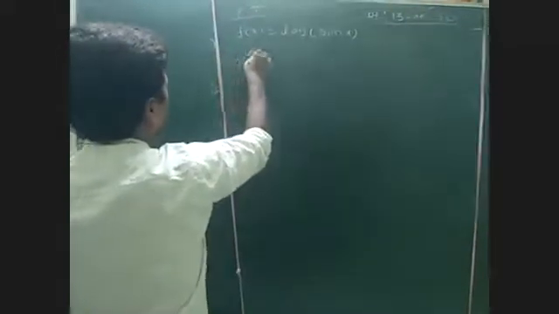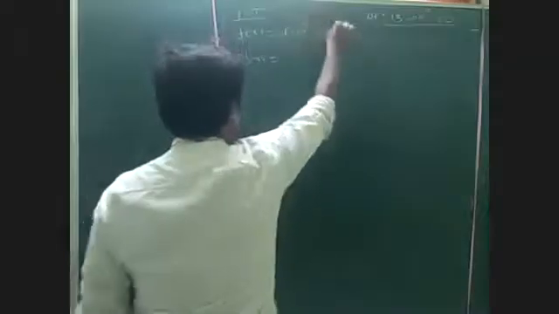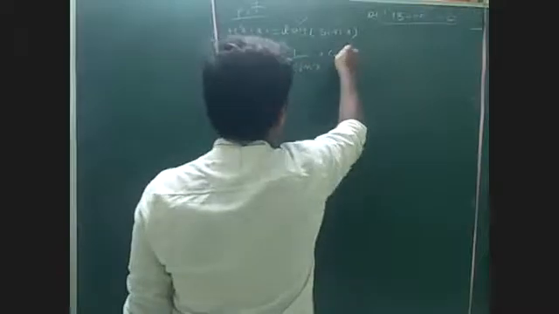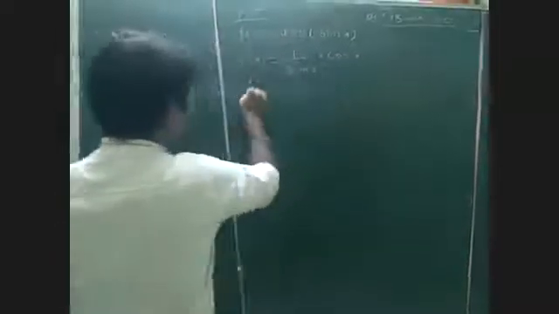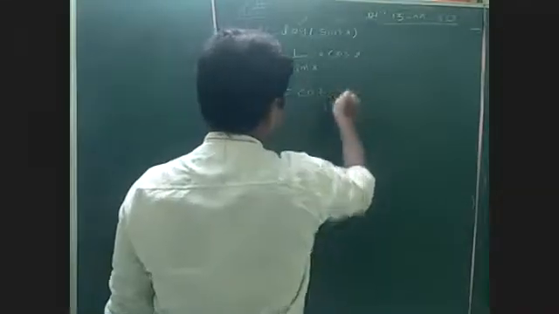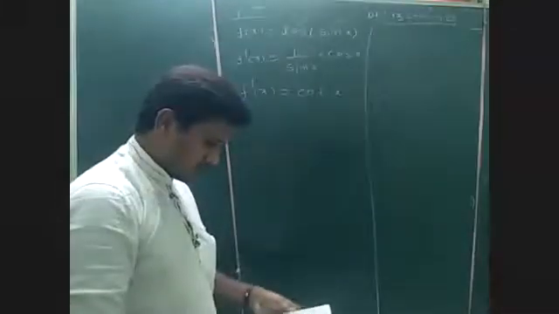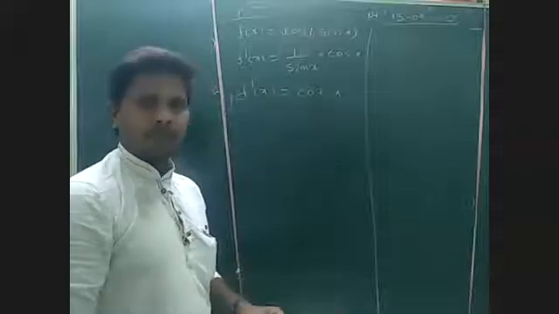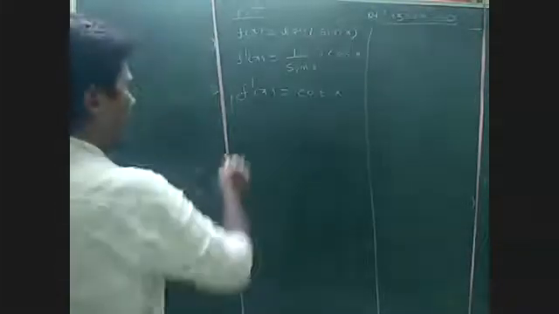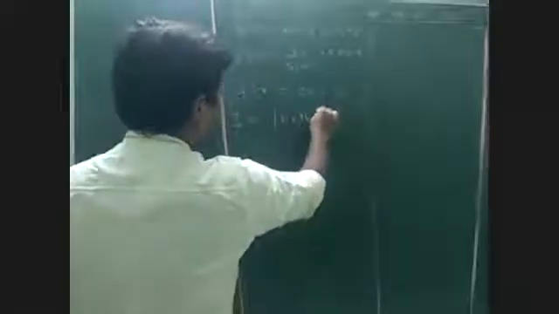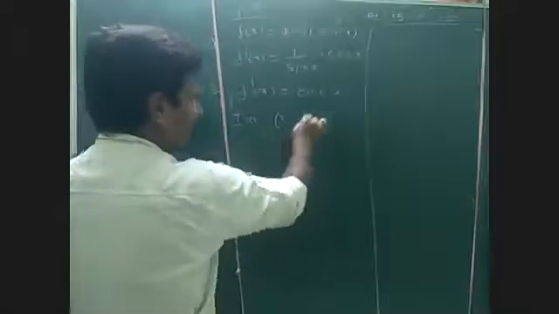Okay, find f dash of x. Apply the chain rule. First the log derivative is 1 by sin x, times the derivative of sin x, which is cos x. The final f dash of x value is cos by sin, that is cot x. Here we can prove that this function is strictly increasing on 0 to pi by 2, in the open interval, not closed.